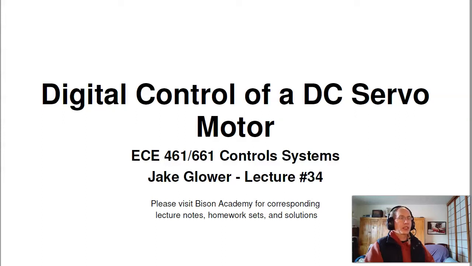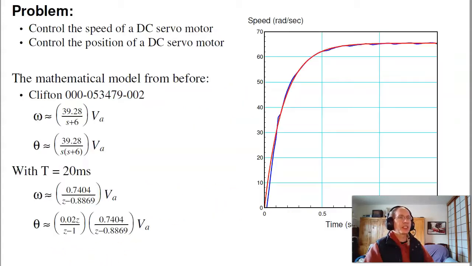Welcome to lecture number 34 for ECE 461 Control Systems, Digital Control of a DC Servo Motor. What we've looked at in previous lectures was analog control of a DC servo motor. Here we're going to switch over to microprocessor or digital control.